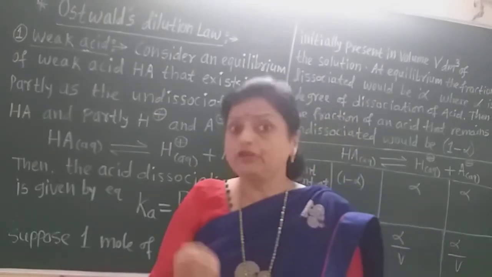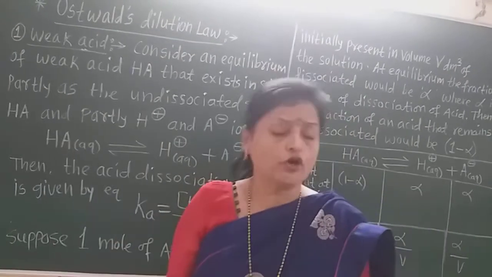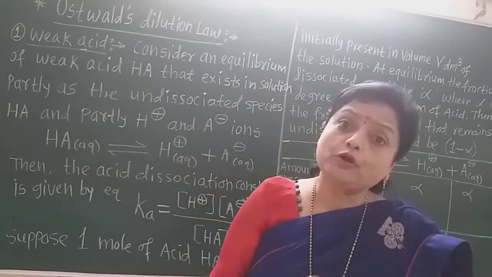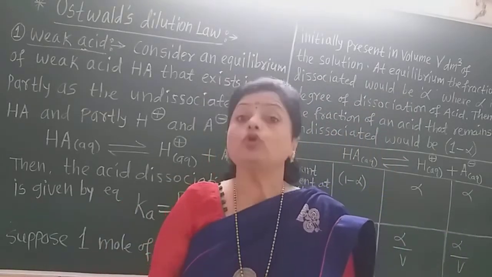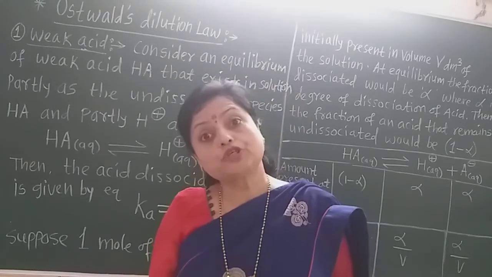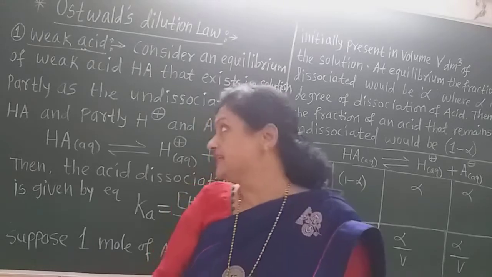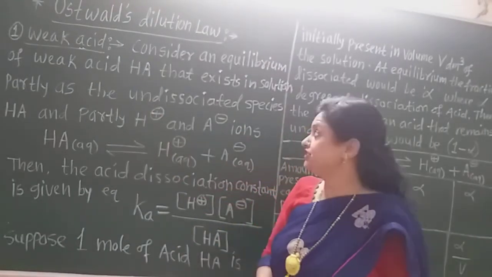The Ostwald dilution law is that the degree of dissociation of the weak acid or weak base or weak electrolyte is directly proportional to the square root of the volume and inversely proportional to the square root of the concentration of that weak acid or weak base. Now first learn about the weak acid dissociation.